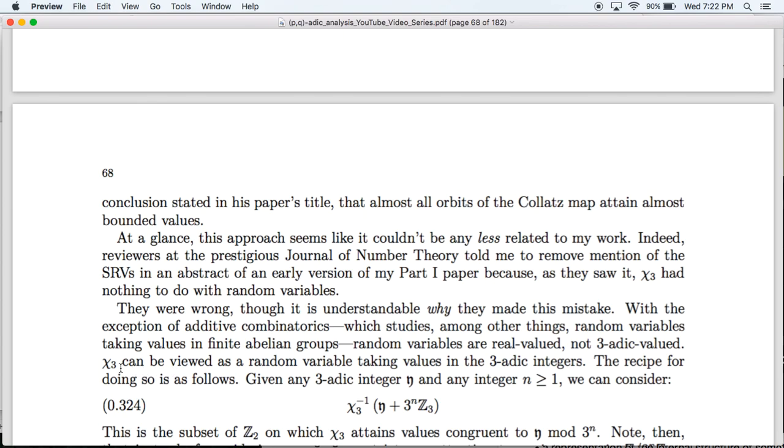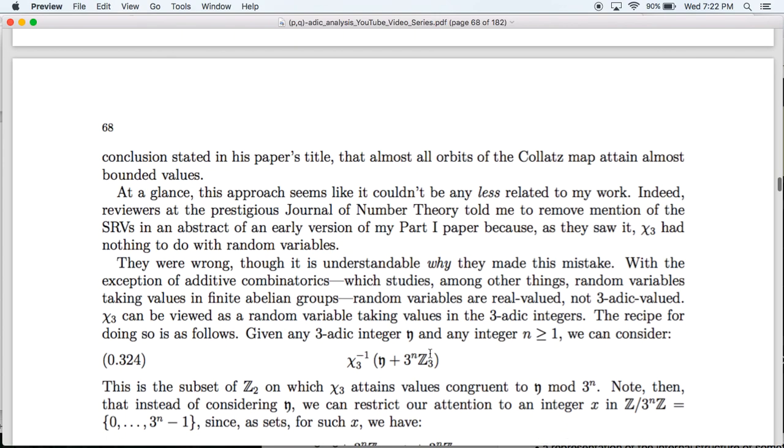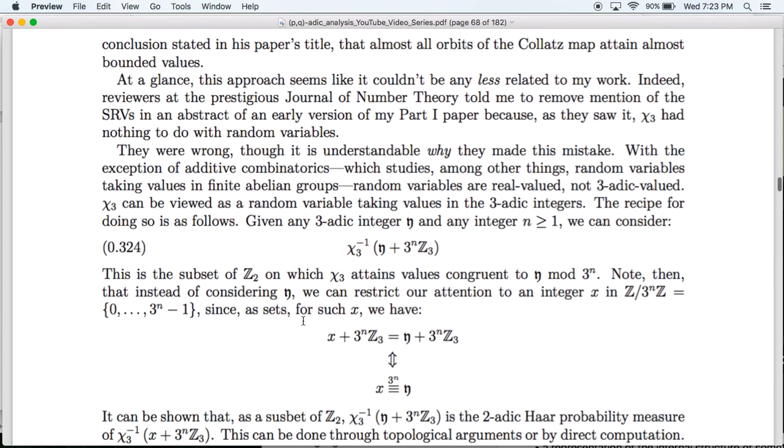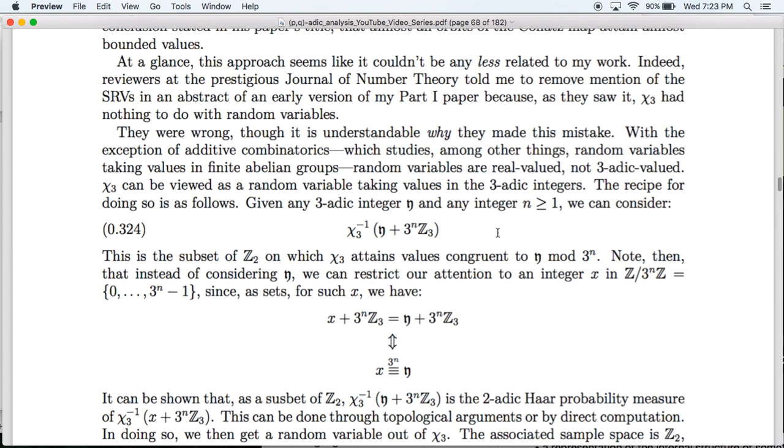I said that chi3 can be viewed as a random variable in the abstract of the early version of this paper, and I didn't explain it more than that. Here is what I meant. Given any three-adic integer y, and any integer n greater than or equal to 1, we can consider the neighborhood of radius 3 to the n of y. We consider its preimage under chi3. This is going to be the subset of the two-adic integers on which chi3 attains values congruent to y mod 3 to the n.